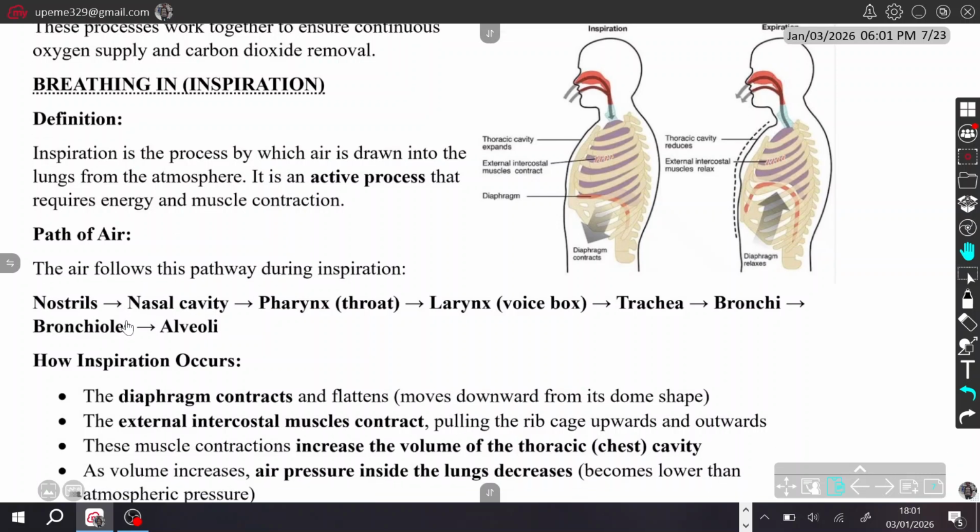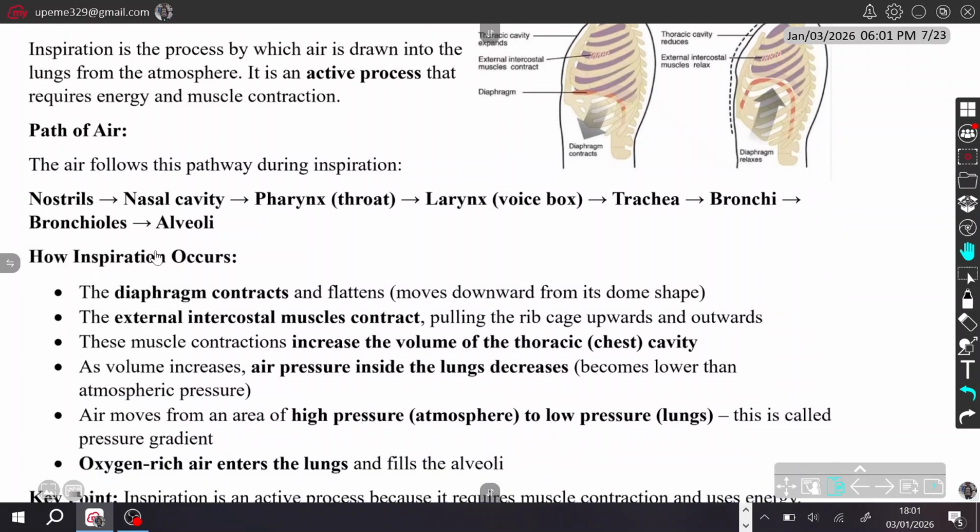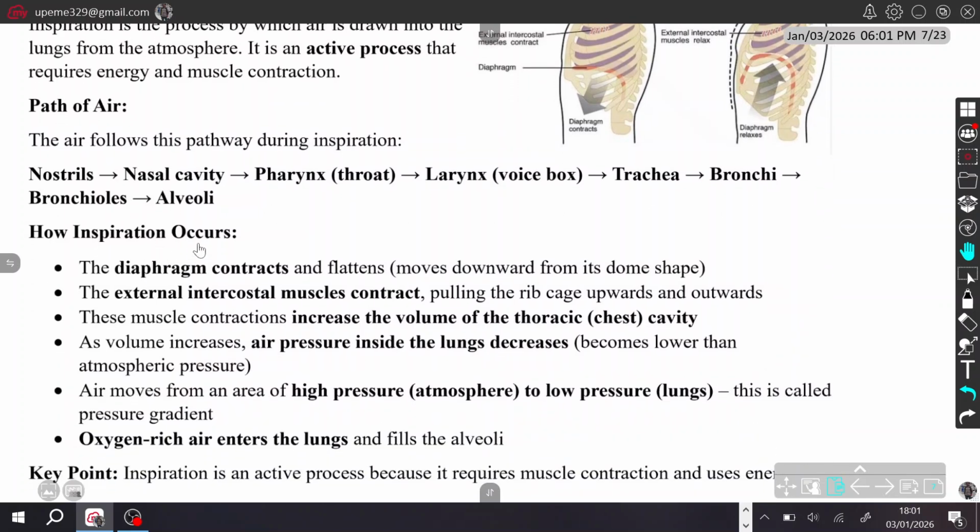So here is the process. Air from the nostril, where does it go? It goes to the nasal cavity. From the nasal cavity, pharynx, throat, larynx, which is the vocal or voice box, then trachea, bronchi, then bronchioles, then alveoli last. So when you are breathing in, this is the route that air is going to follow. All right?